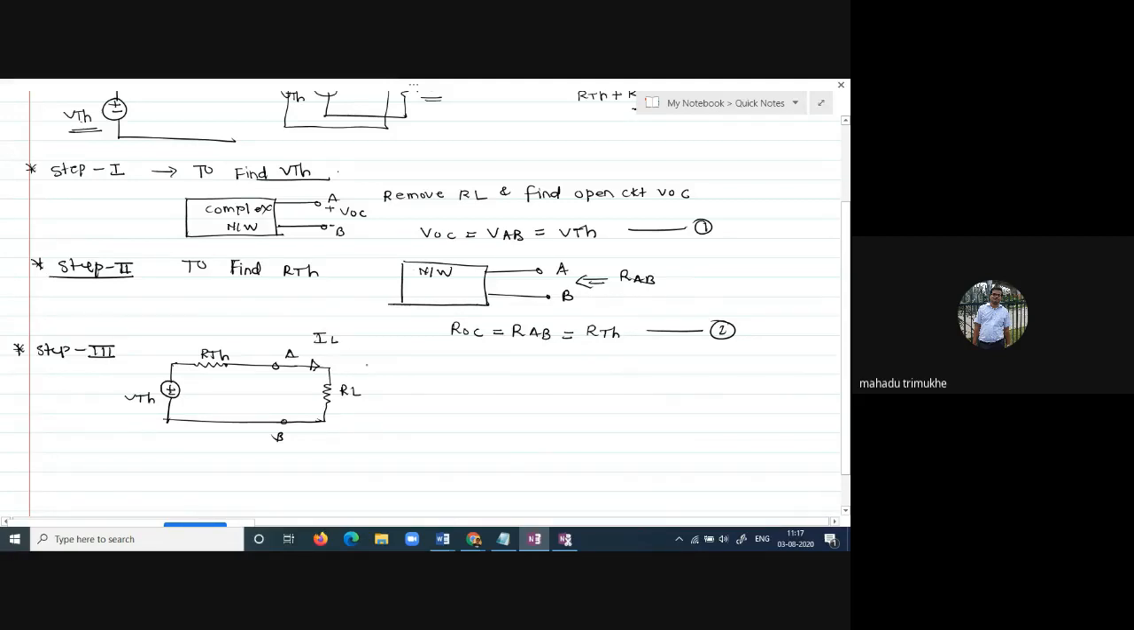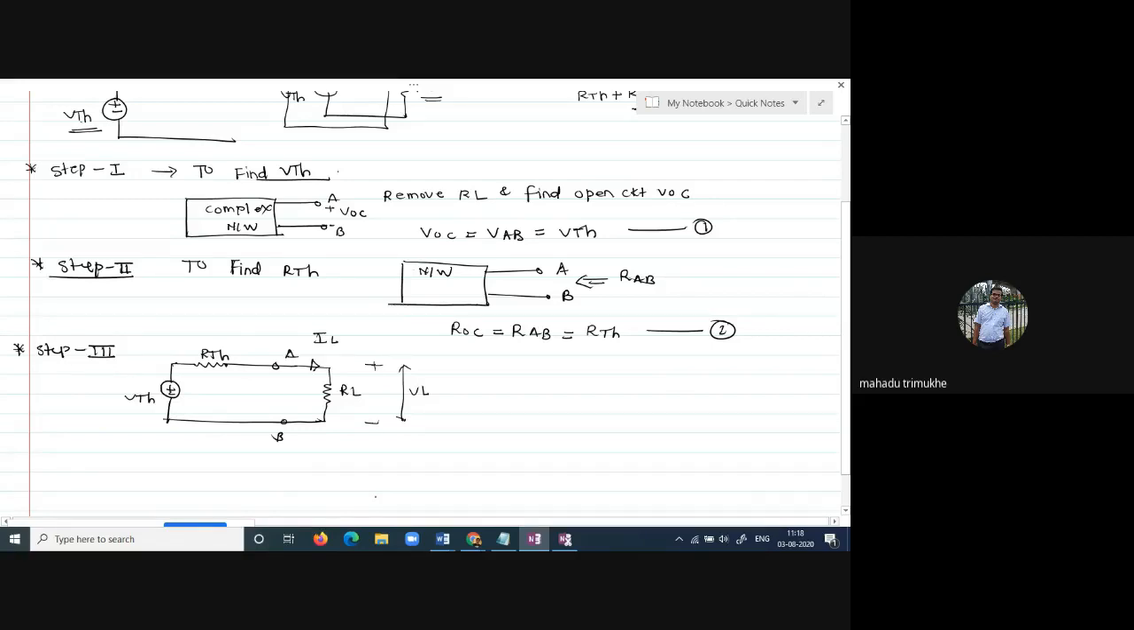The current flowing through RL is IL, and the voltage across the load we consider as VL. That way you replace the network. Then you can easily find the current flowing and the voltage across it by using basic formulas: Ohm's law, the current divider rule, the voltage divider rule, and so on. Based on that, you can easily determine the current across the load resistor RL and the voltage across the load resistor RL.